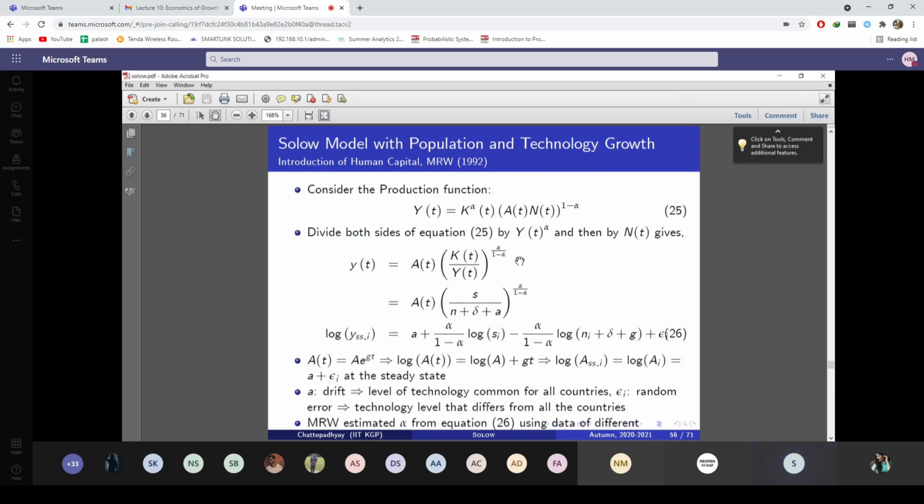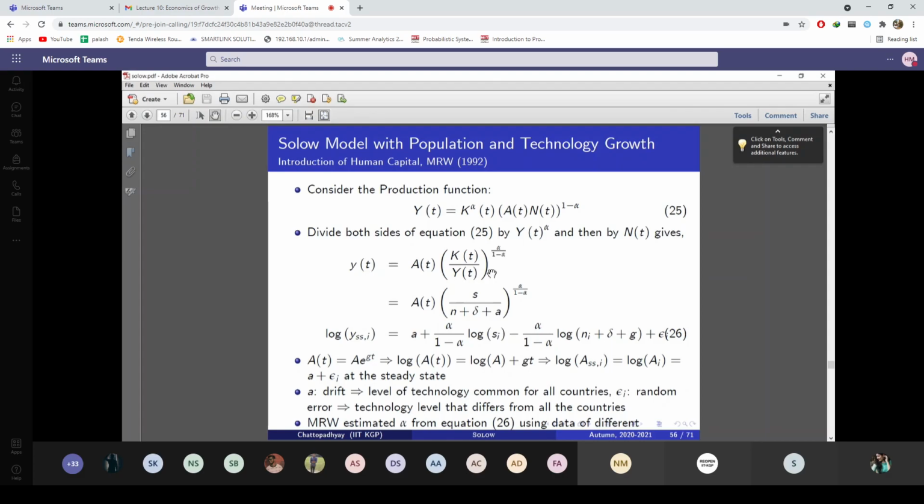You will get the per capita output at the steady state, and you simply take the ratio of that. You will find the capital to output ratio is s divided by n plus delta plus g, whole to the power alpha by 1 minus alpha. So at the steady state, one important point to note is that the capital to output ratio in the Solow model is always constant.